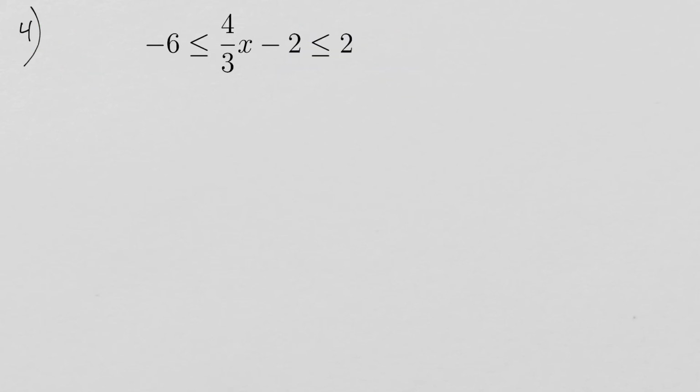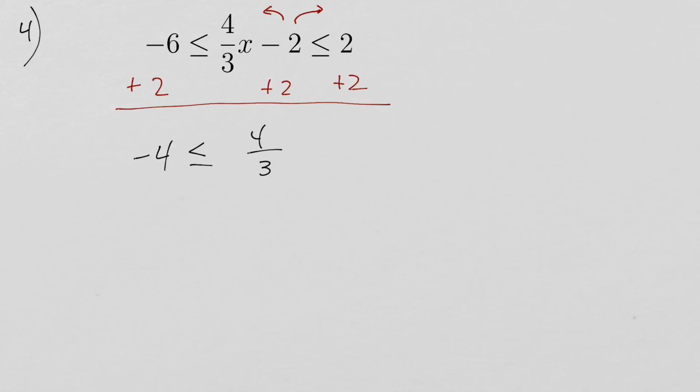Okay, for number 4, the first thing I'm going to do is get this negative 2 and put it on each other side. So I'm going to add 2 to each section. And I'm going to end up with negative 4 is less than or equal to 4/3 x, which is less than or equal to, oh, excuse me, 4. 2 plus 2 is 4.